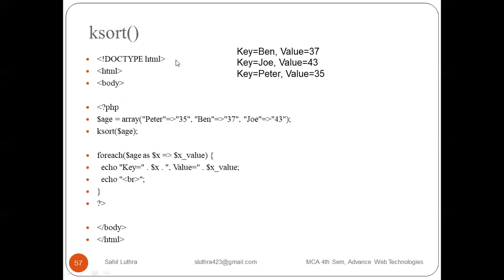After that, the next thing is ksort array. In the ksort array, we are going to sort our array according to the key. Okay. So this is the same as asort, because in this we are using only the key. So the first one is, we have to create a variable which is named $age. After that, the array will be declared, and after that the values will be passed to the array. After that, the ksort method will be applied.